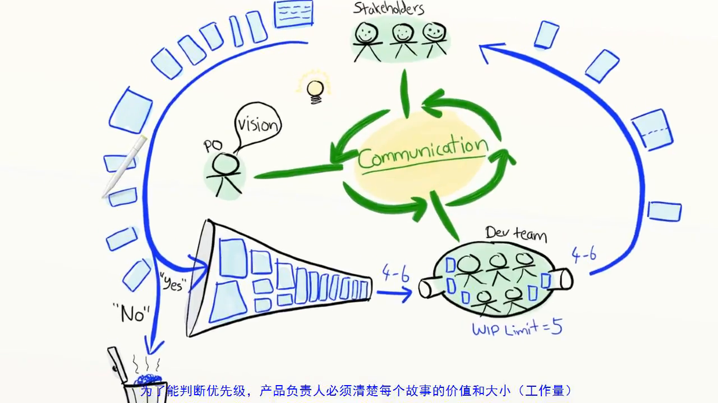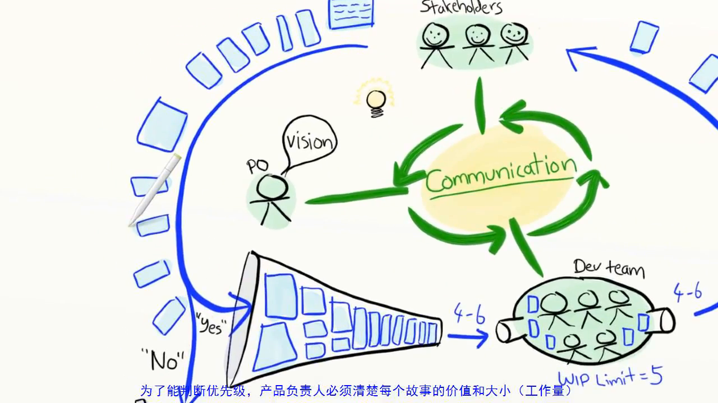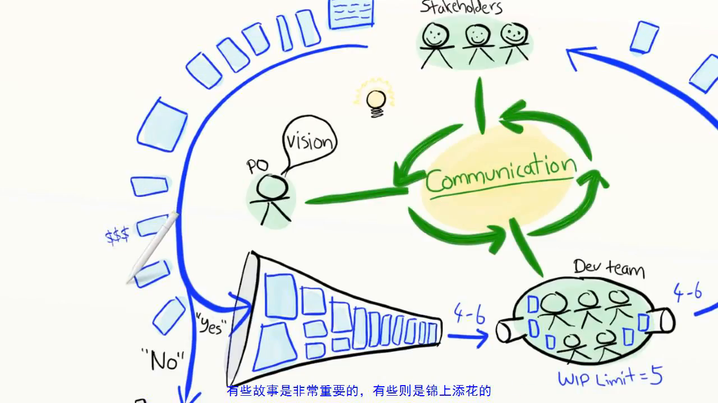To be able to prioritize, the product owner must have some idea of the value of each story, as well as the size. Some stories are critically important, and others are just bonus features. And some stories take just a few hours to build, and others take months. Now, guess what the correlation is between story value and story size? That's right, none. Bigger doesn't mean better.